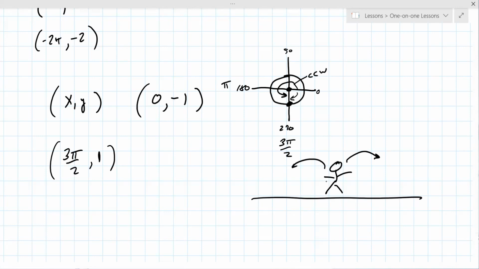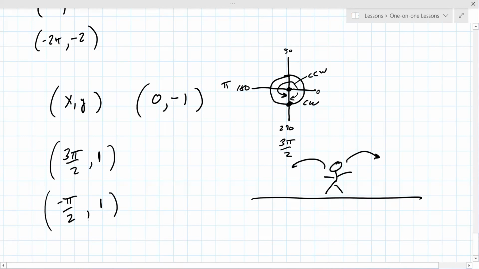But let's say I want you to still be facing to the right. You can spin the other direction. You can go clockwise, but we think of that as minus pi over 2. So where does the pi over 2 come from? Because this is now minus 90 when you go the other direction. Oh, because from 360 to 270, that's minus 90.